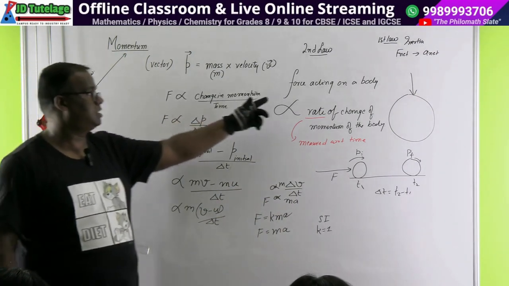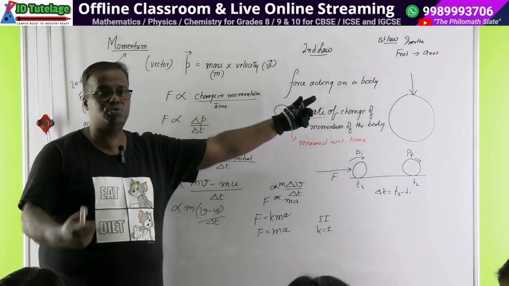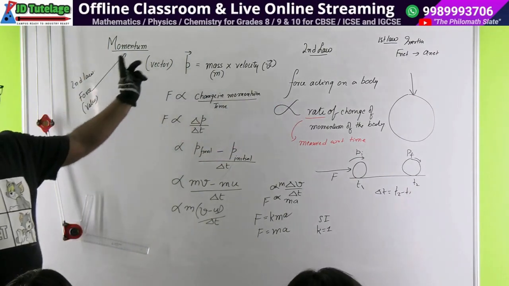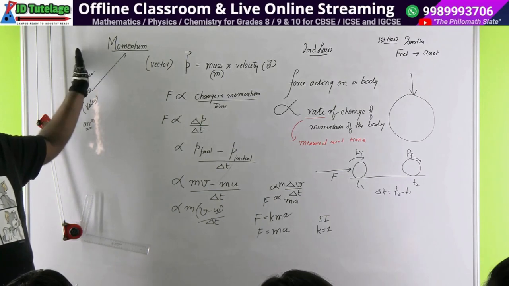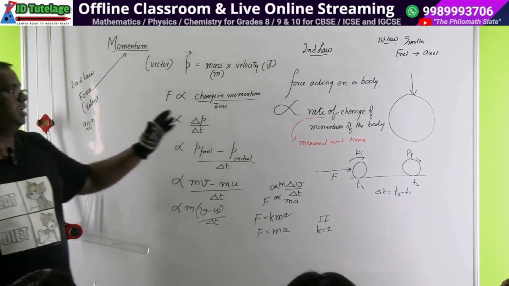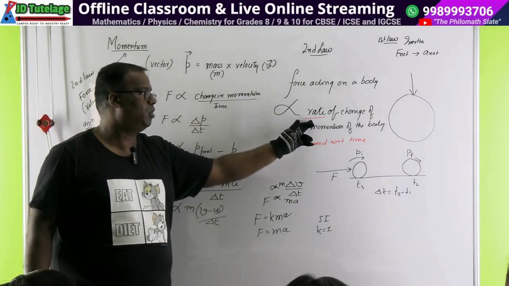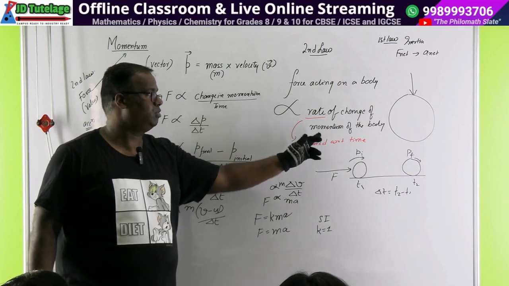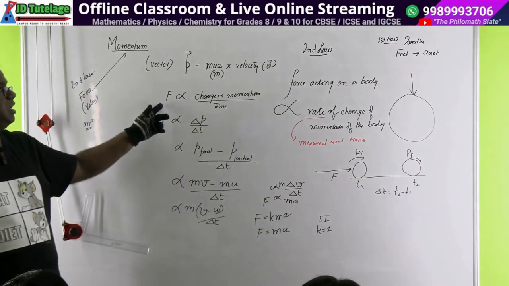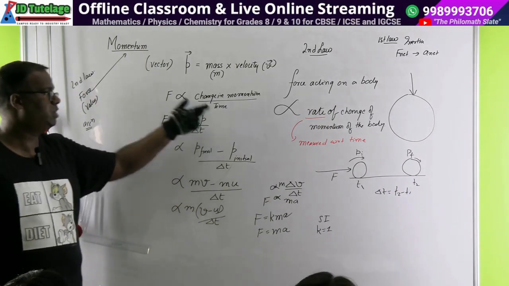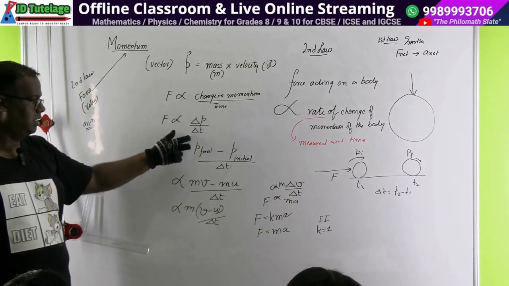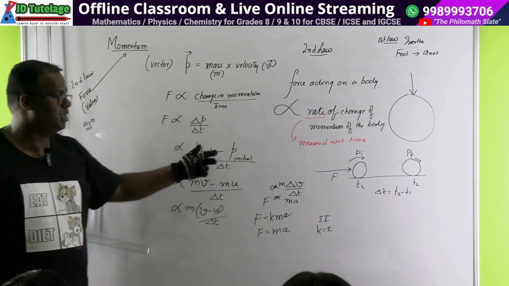Newton's second law says that the force acting on a body, which force? Which brought you either from rest or changed your uniform motion. The first law talks about force. The second law quantifies the force. It says the force acting on a body is directly proportional to the rate of change of momentum. That means it is directly proportional to change in momentum. What is change in momentum? Delta P over the time that elapsed, delta T. Delta P is final momentum minus initial momentum.